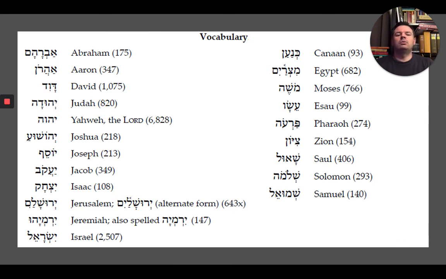Saul, Shaul. It's a shin, the kametz, the aleph is silent, and then a shureq and a lamed, Shaul. Solomon, Shlomo. And then Samuel, Shemuel.